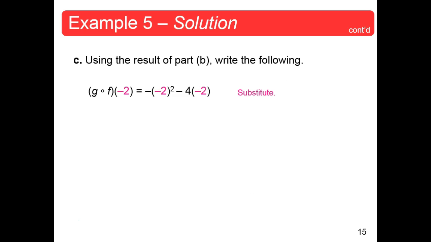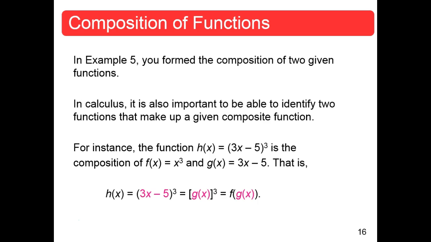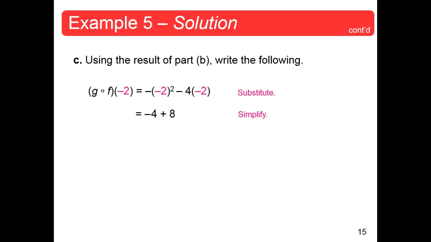f composed with g of minus 2 would then be to take our result from before, just like we did, minus a negative 2 squared, minus 4 times a negative 2, substituting in, it'd be minus 4 plus 8, which is 4. And then I showed you the other way you could check that, and you get 4. Okay. That was example 5, and they're skipping example 6. So let's go back and do example 6 here.